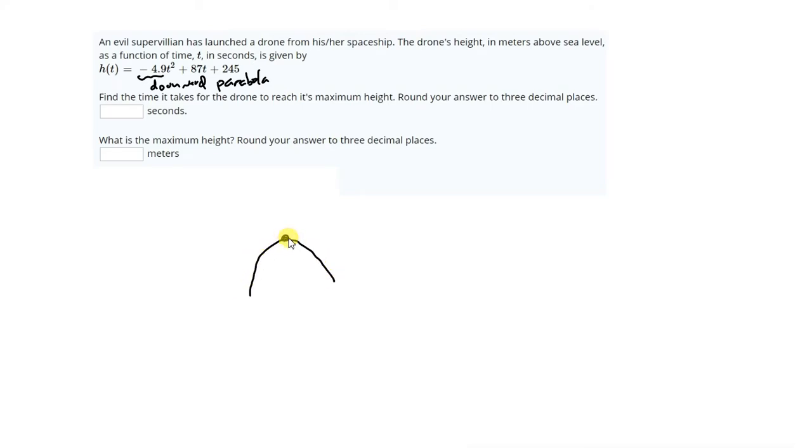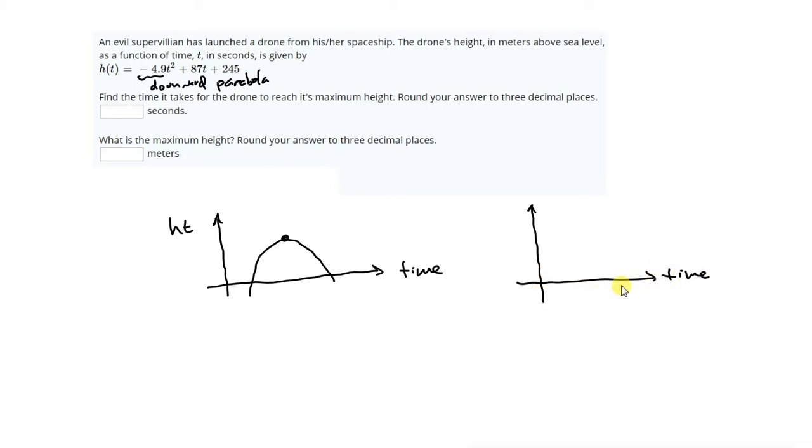Notice the coordinates here: the output of this function represents the height. The input of the function represents the time. Okay, and so when time is 0, we're starting at a height of 245. So if this is my time axis, when the time is 0, my height's 245. So we're actually starting right here. So it looks more like this. Okay, so this is not a very good example. This is a better picture.